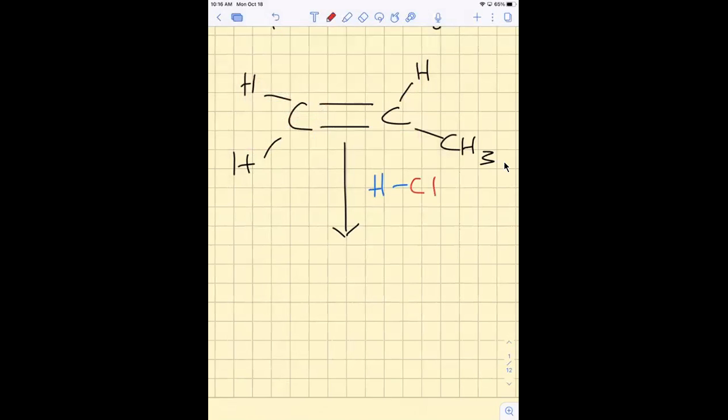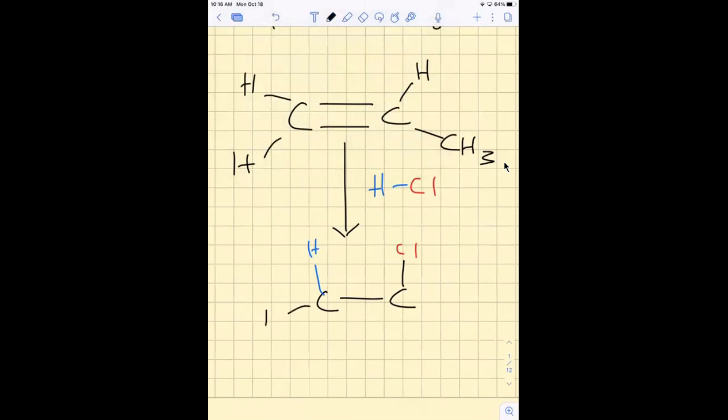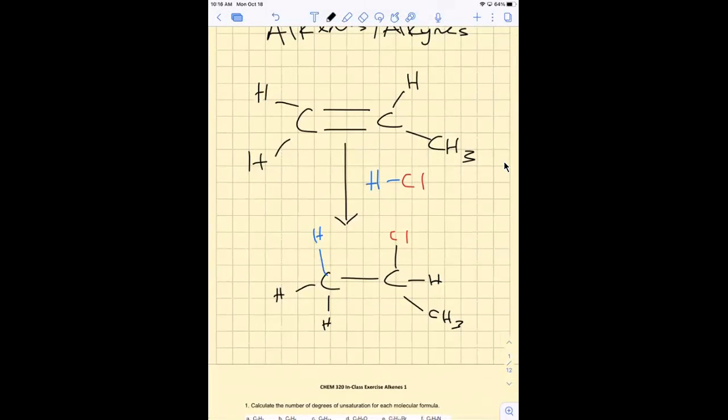All right. So we're going to add this across here. I'm not going to talk about the mechanism, but what ends up happening is my alkene now gets converted into an alkyl halide. So now the chlorine is here, the hydrogen is here. And so that's one of the ways that we can take an alkene and turn it into something else.